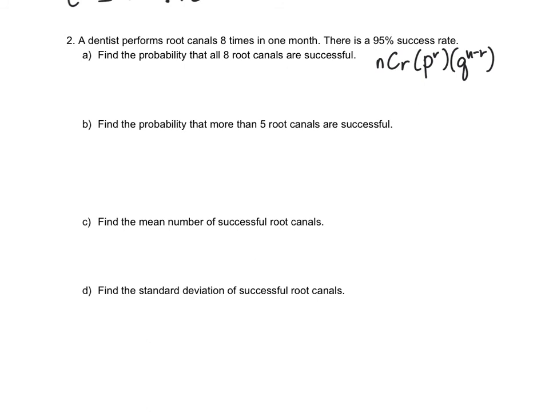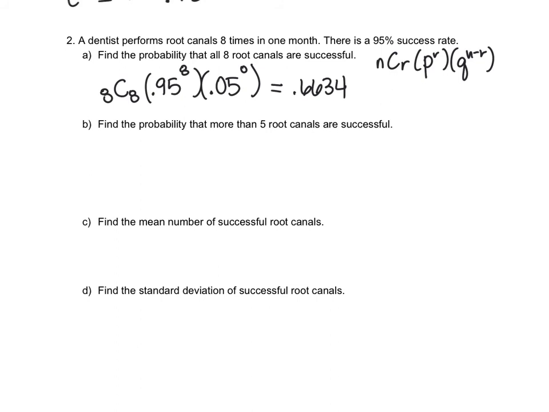So if all 8 root canals are successful, we're doing 8 choose 8. Probability of success is 0.95 to the 8th power times the probability of failure, which would be 0.05, raised to the power of 0. We type it into our calculator, and we're going to get 0.66334.